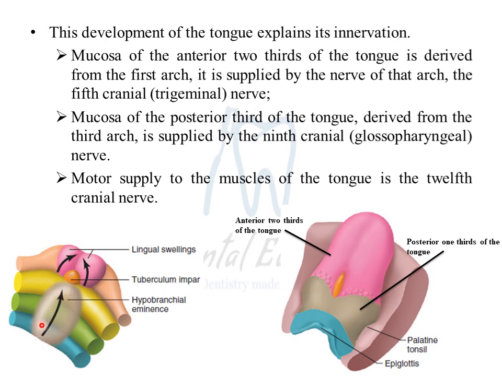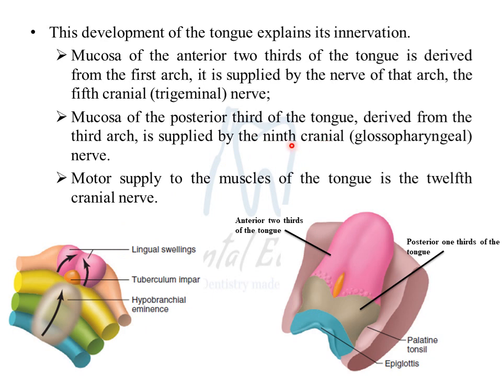pharyngeal arch. Majorly, the third pharyngeal arch is involved, which gives rise to the hypobranchial eminence, whereas partially the fourth and a small amount of the second pharyngeal arch is also involved. But as majorly the third pharyngeal arch is involved, therefore the posterior one-third mucosa of the tongue is supplied by the ninth cranial nerve, known as the glossopharyngeal nerve.